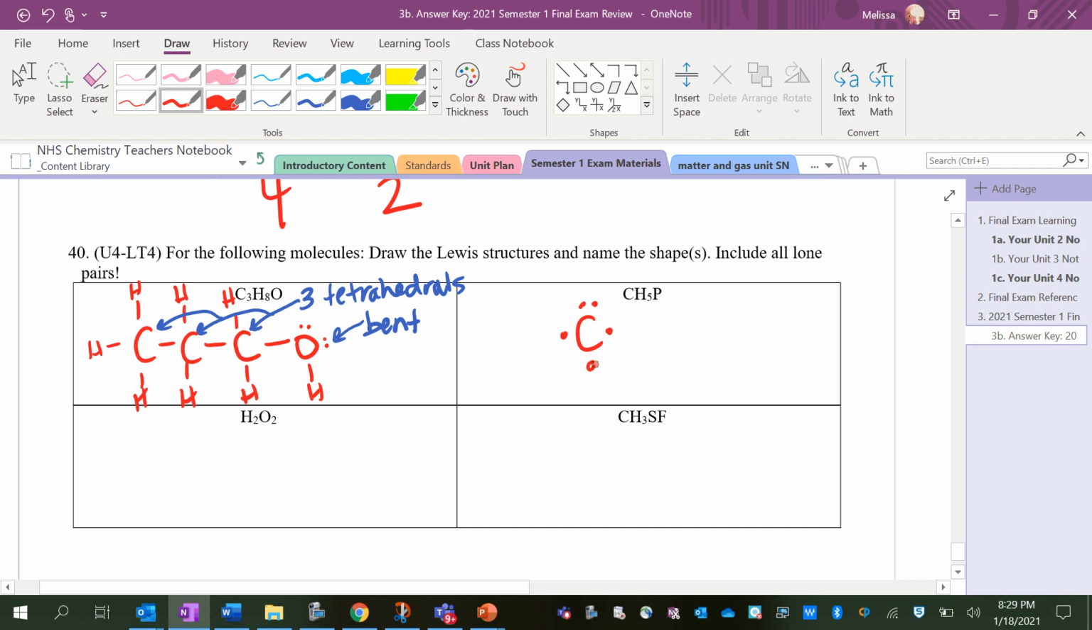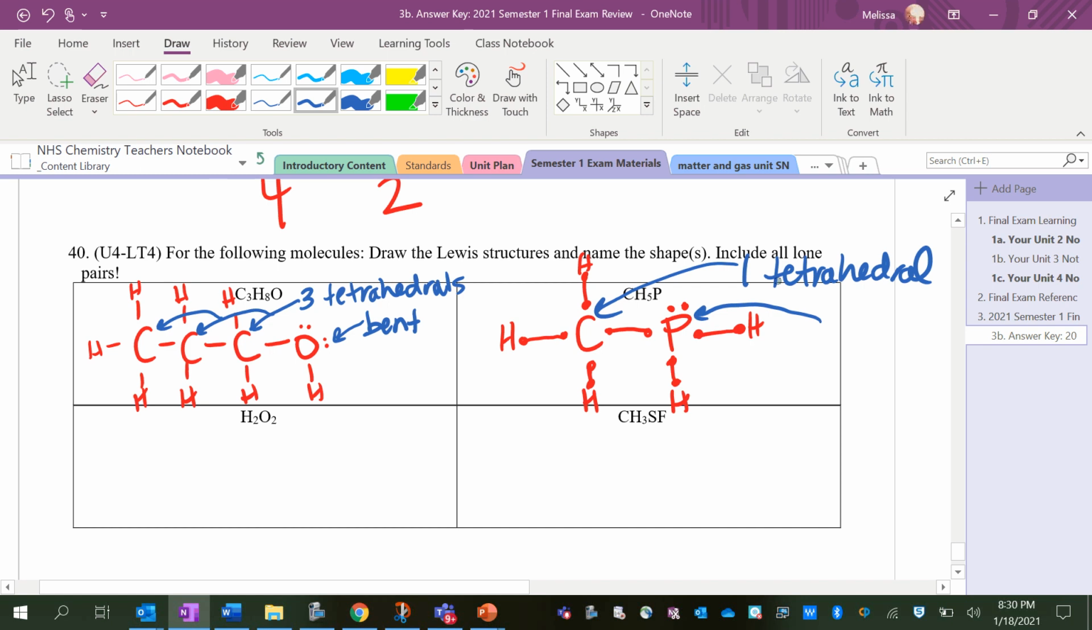CH5P. Phosphorus wants to form 3 bonds because it's got 3 lonely electrons. Oops, I don't know why I did this for the carbon. Carbon's got 4 lonely electrons. So for the shapes, we've got 1 tetrahedral because the carbon has 4 things attached, and the phosphorus has 3 things attached. So we know it's trigonal something, but it's got 1 lone pair that's pushing the other 3 down. So that would be trigonal pyramidal.